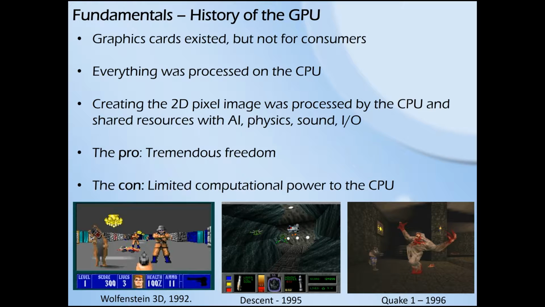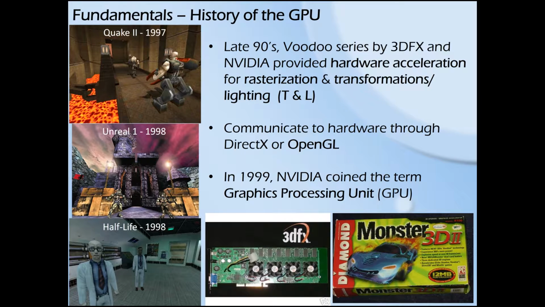Now, creating all those images on the screen was processed completely and entirely by the CPU. This means it also shared resources with things like AI, physics, sound, and the input or the output. And this meant that if any one of these stages took a long time, that bottleneck appeared and things would slow down. The good thing about this was that you had tremendous freedom to create whatever you wanted to, so long as you knew how to.